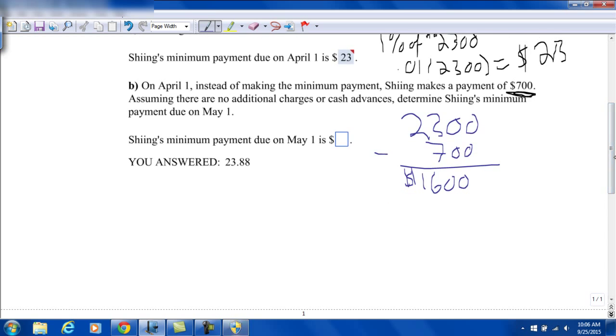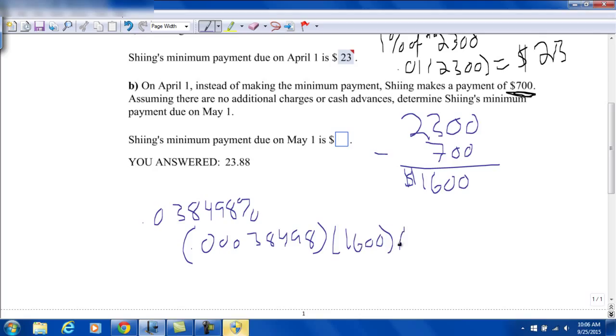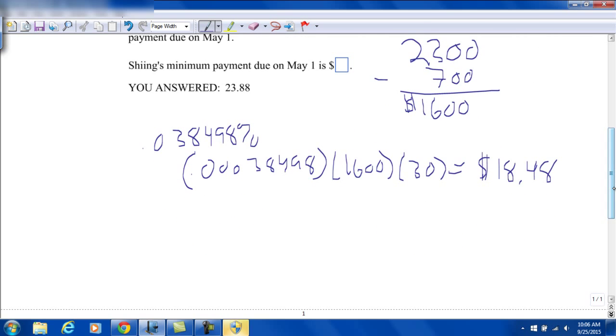Now, the interest rate was 0.038498%, so that's going to be 0.0003848. That's the daily rate, so the interest is principal times rate times time. So we're going to multiply the rate times 1,600 times 30 days. And we get from that $18.48. Now, that's just the interest portion of it.